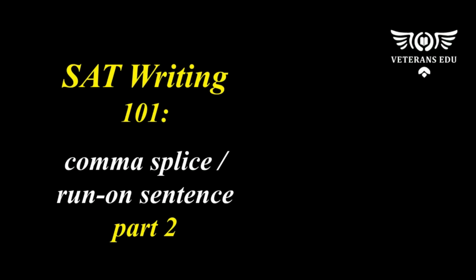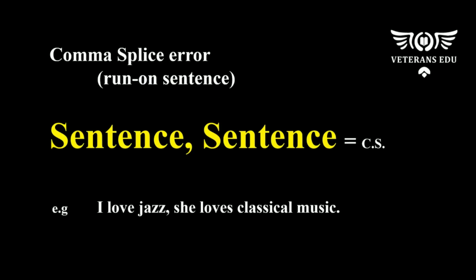Hi guys. Today we're going to talk a little bit more about comma splice and the mistakes that we make the most often. But before we go on, let's do a quick recap. So what is comma splice? Comma splice error, or also known as the run-on sentence error, is when you're trying to connect the sentences with just a comma. For instance, "I love jazz, she loves classical music" is a comma splice error because I'm trying to connect two different sentences with just a comma.